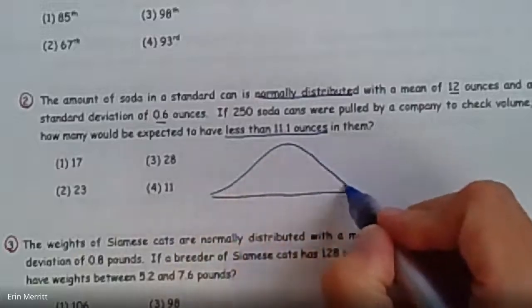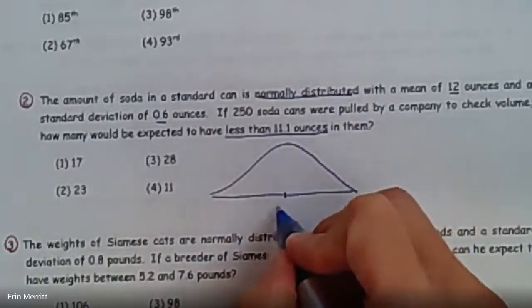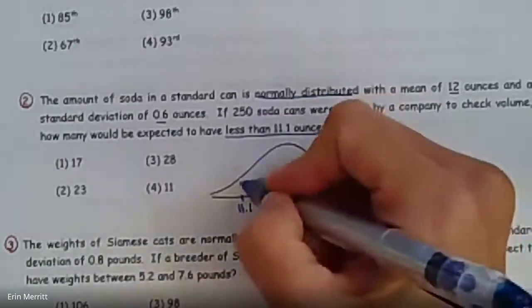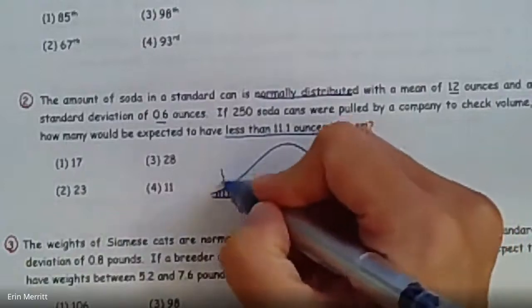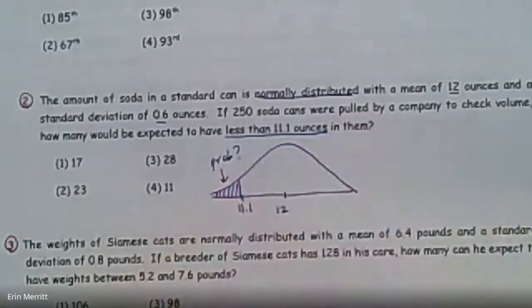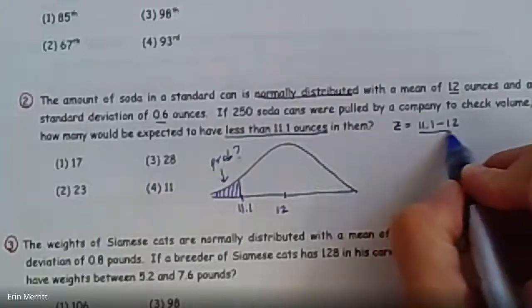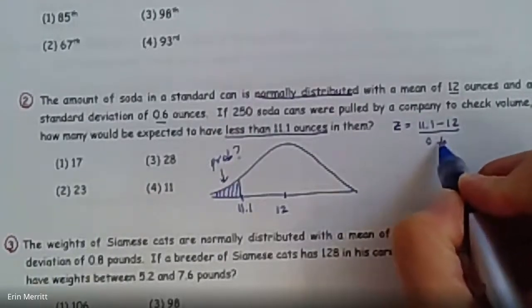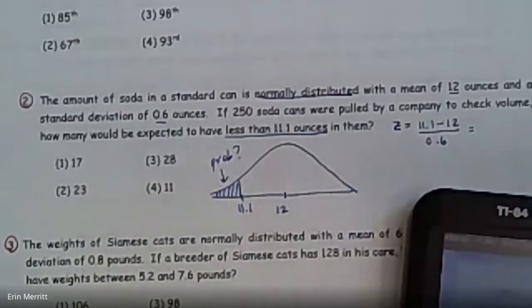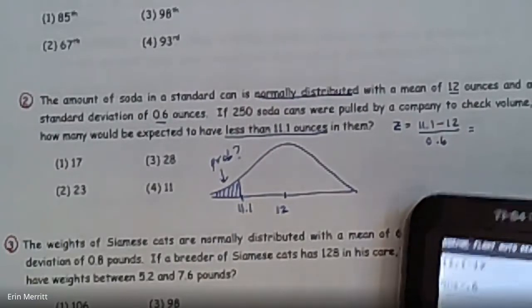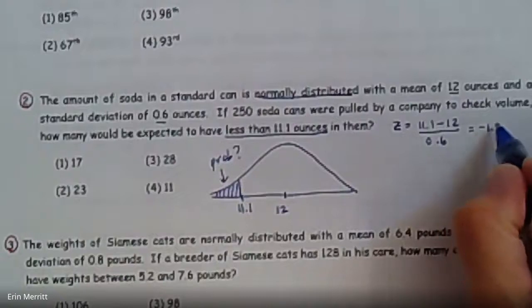In that case, think about what you know. The mean is 12, standard deviation is 0.6, and we're looking for how many of them have less than 11.1. So I want to know, what's the probability that you'd be down in this little chunk right here? All I'm going to do is calculate the z-score for 11.1. So it's 11.1 minus 12 divided by the standard deviation of 0.6. Minus 12 gives me a negative 0.9, divided by 0.6. It's actually a nice pretty z-score of negative 1.5.